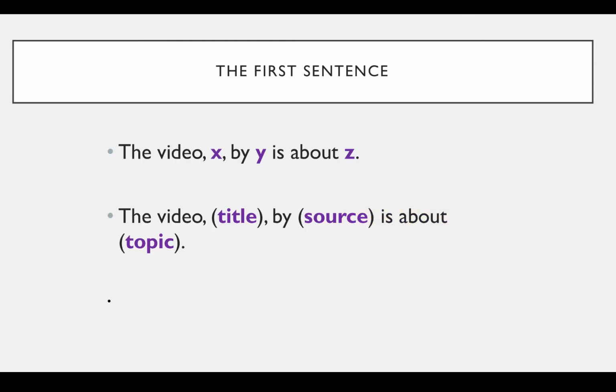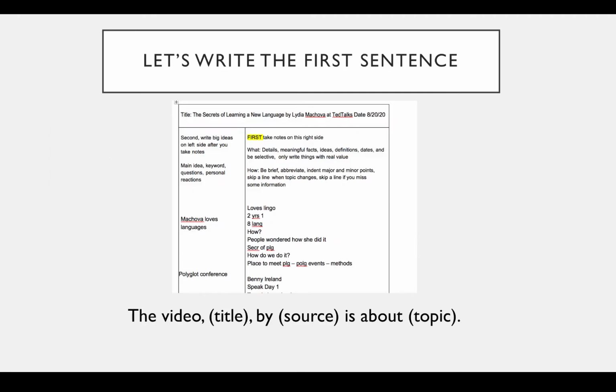In the first sentence, we want to use this structure. The video X by Y is about Z, or the video title by source is about topic. We need to refer back to our Cornell Notes in order to complete this first sentence, particularly the top of our Cornell Notes and our understanding of the talk or of the video.